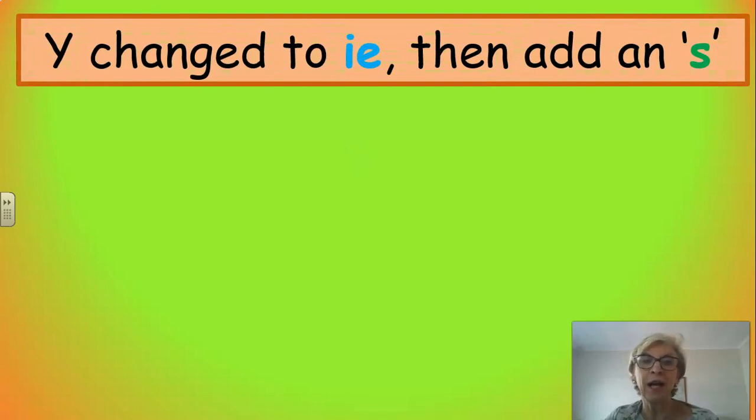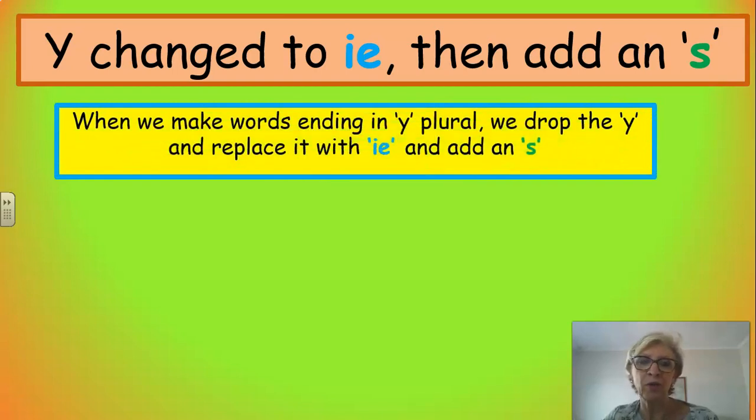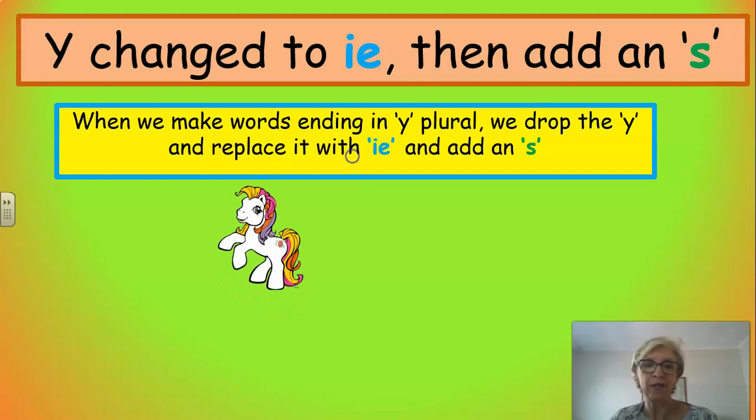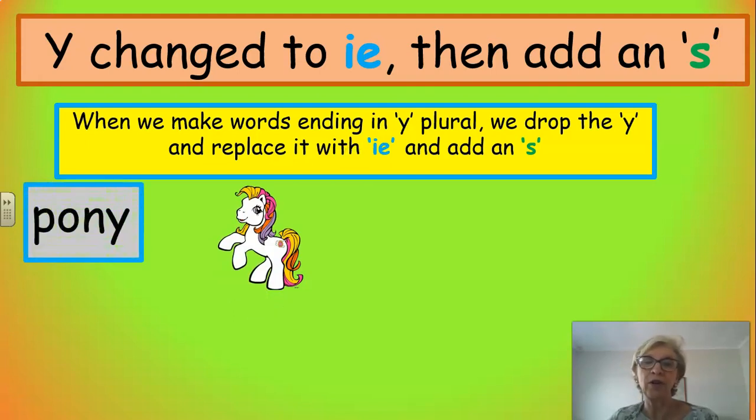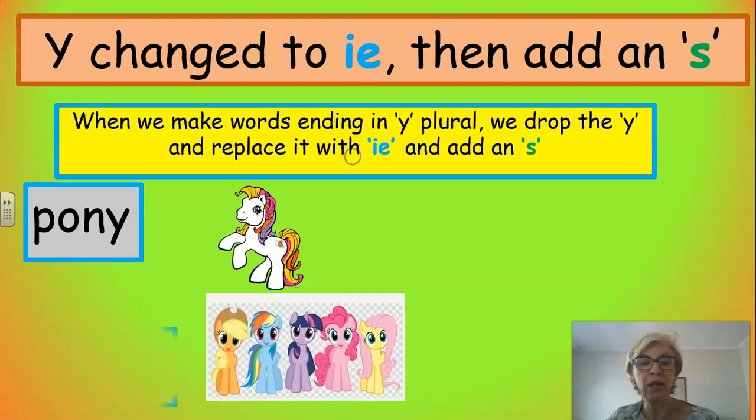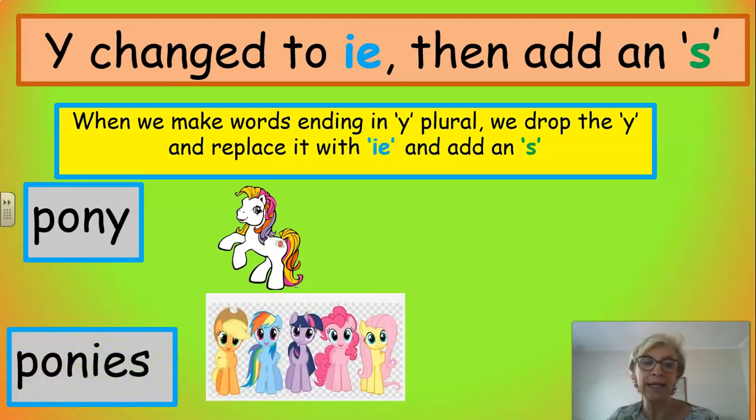Then sometimes we get words ending in Y, and we do something a little bit different to these words. When we make words ending in Y plural, grade 3s, we drop the Y, we throw it out, and replace it with IE, and then only do we add an S. For instance, the word pony. Notice that doesn't end in EY, it just ends in a Y at the end. And one pony, many ponies. So the Y just disappeared, and IE came in, kicked the Y out, and then brought in the S to join.